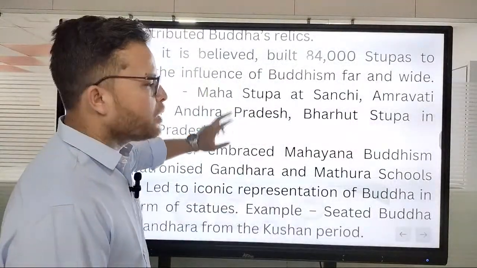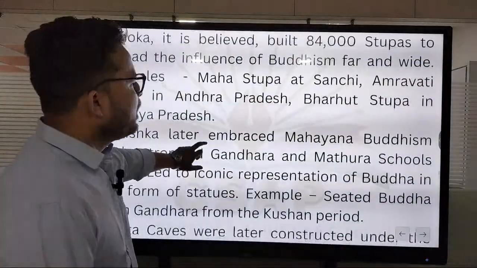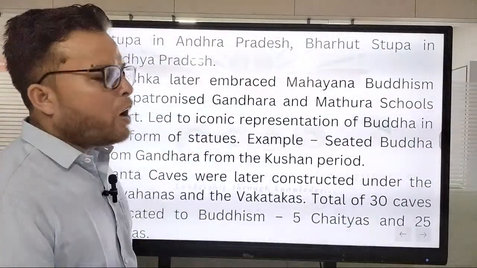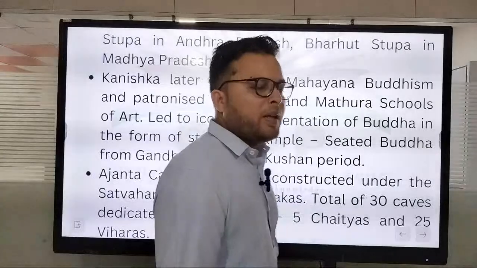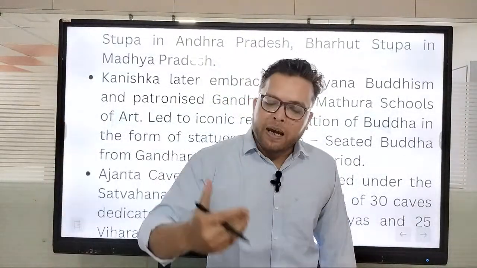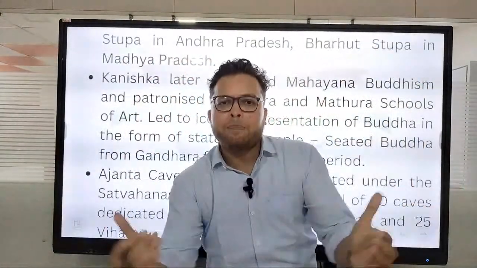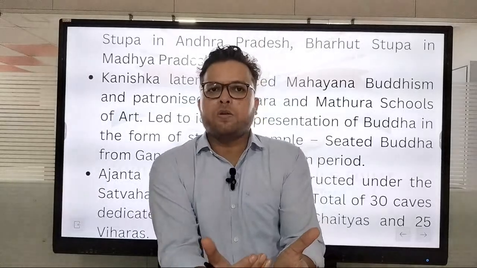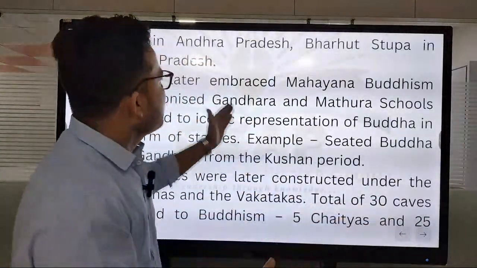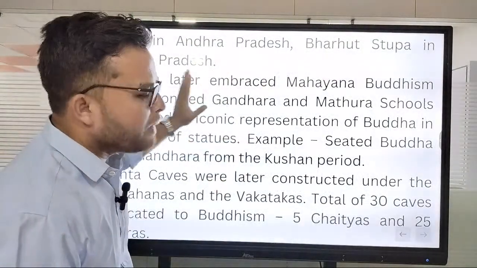And Sanchi Stupa is also present in the Raisen district of Madhya Pradesh. Very, very important. Okay, Kanishka, we all know he later embraced Mahayana Buddhism, and Mahayana Buddhism allowed human representation of Buddha. And once human representation of Buddha was allowed, Buddha began to be represented in the form of what? Humans. So Kanishka became a follower of Mahayana form of Buddhism, and he patronized what?